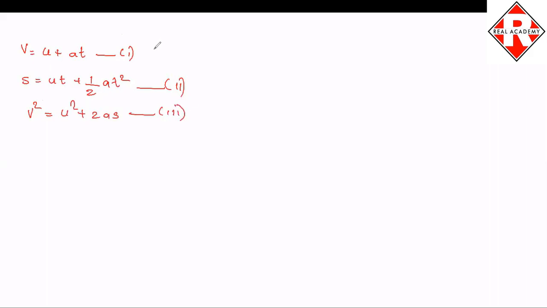Now, the first kinematical equation states the relationship between velocity and time. Here u and v stand for velocity, and t for time. The second kinematical equation states the relationship between displacement and time. And the third kinematical equation represents the relationship between the displacement and velocity. Okay, this is just for basic clearance.